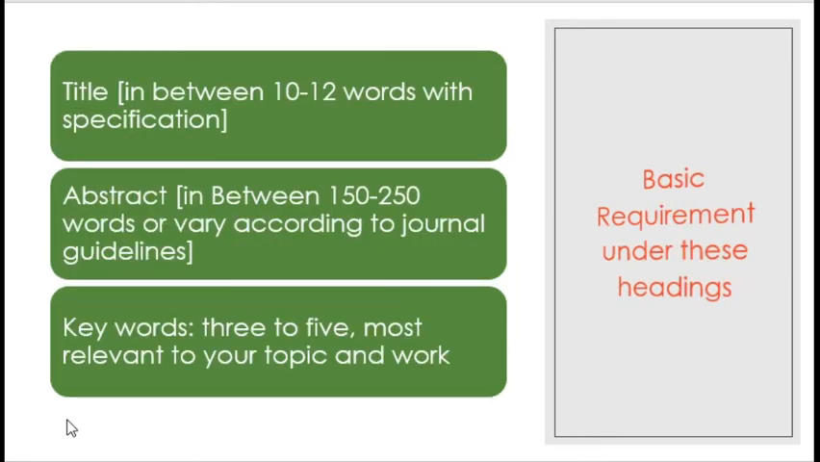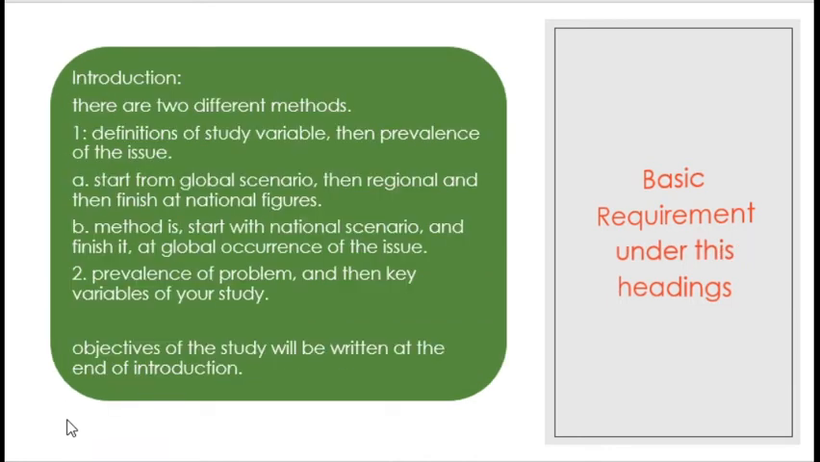Let's have a look at the table of contents in detail. Title will be between 10 to 12 words, with specification and very articulated. Abstract of a research paper will be between 150 to 250 words, or it may vary according to journal guidelines. Keywords: 3 to 5 most relevant to your topic and work. Let's start introduction. Before writing introduction, try to figure out if there are any specific guidelines given by the journal where you want to publish?